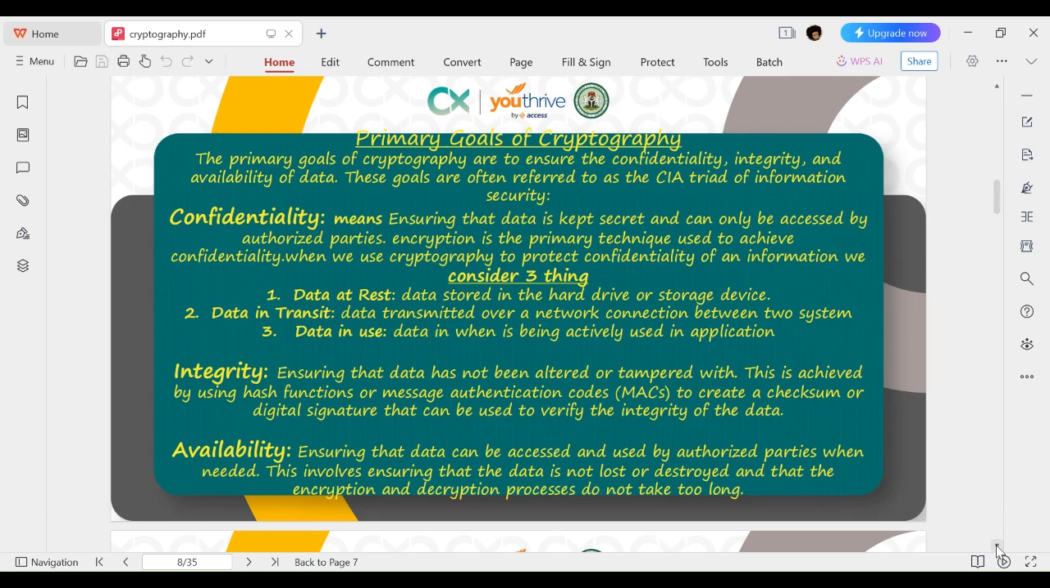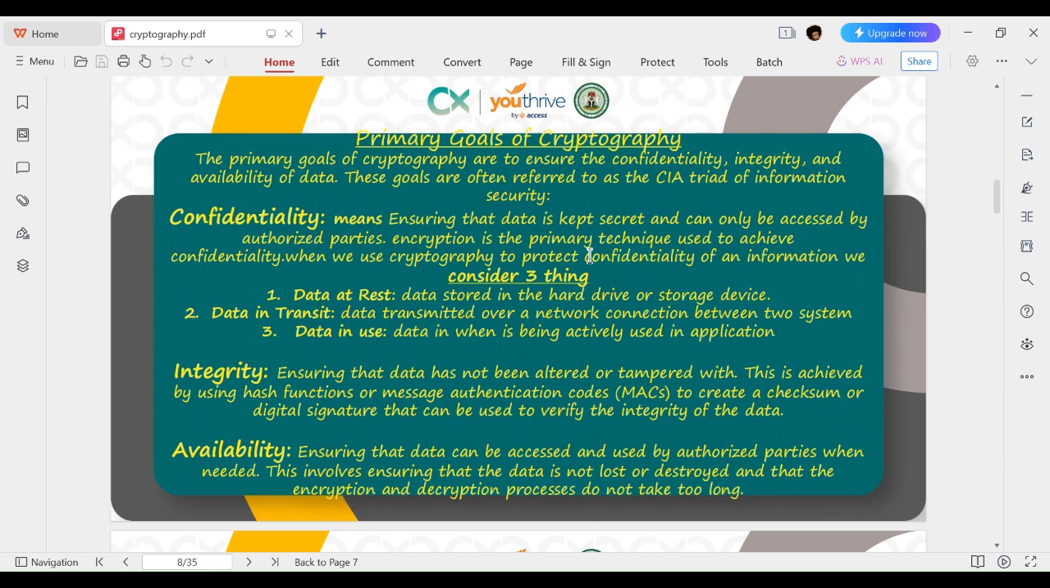When we use cryptography to protect confidentiality of information, we consider three things. Data at rest, that is when the information is still on your hard drive or your storage device. Data in transit, that's data transmitted over a network connection between two systems. The third one is data in use. That is when the data is being actively used in an application. So confidentiality is when you send a message to someone and no unauthorized user has access to that information.